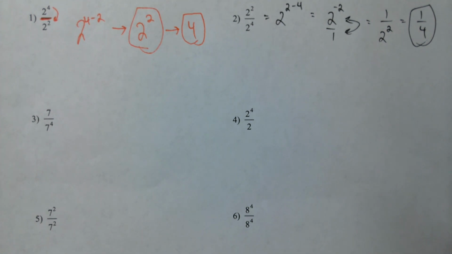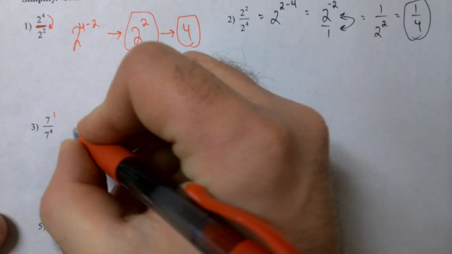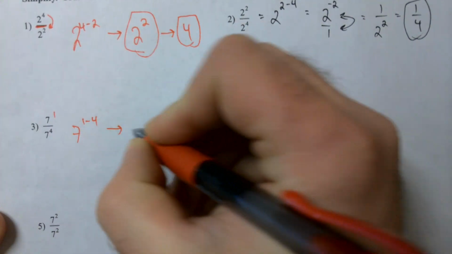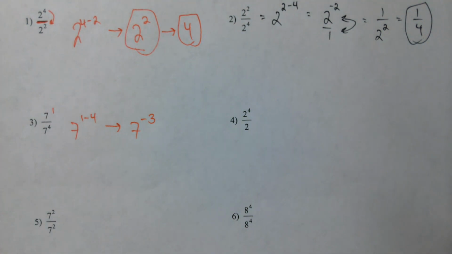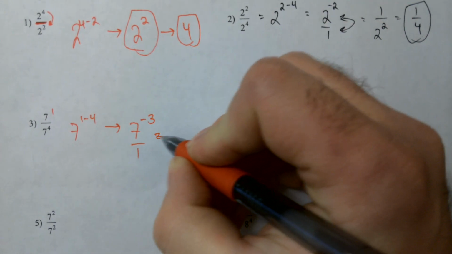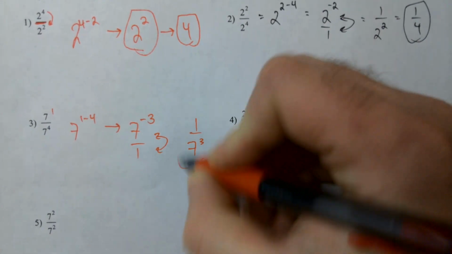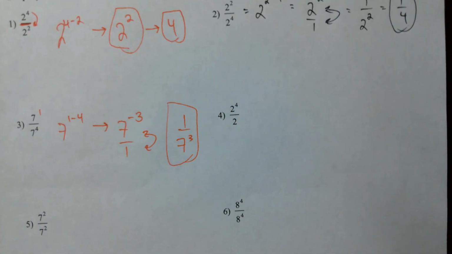Right? So if our exponent on top is bigger, and we get a positive exponent, we just leave it. But in number 3, if I have a smaller exponent on top, like I've got that 1 on the top, what's 1 minus 4? Negative 3. Now, because I have a negative exponent here, I'm going to put it over 1 and flip it. I saw some people yesterday putting everything over 1 and flipping it. You only want to do that if it's negative. Flip that around. We get 1 over 7 to the third power.